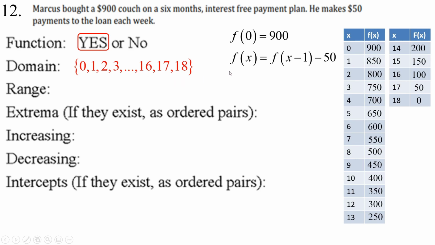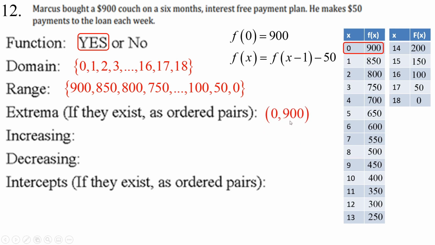What's my range? Let's do the same thing with our f of x or y values. So I start at 900, and note, I don't have to go in order here. I'm just doing the way I see them. 850, 800, 750, and I think you see the pattern, so I'm going to go and so on until I end at the couch is paid off. 0, 50, 100. And there's my range right there. Now, extrema. Well, the maximum I owed on that couch was $900, and the minimum I owed on that couch was $0. So I have a max and a min. There's my 0, 900. And there's my 18, 0.